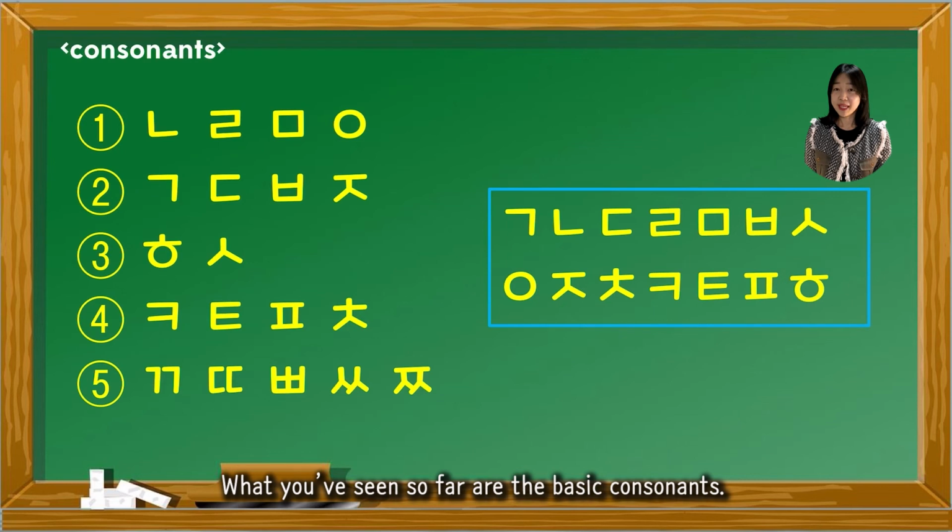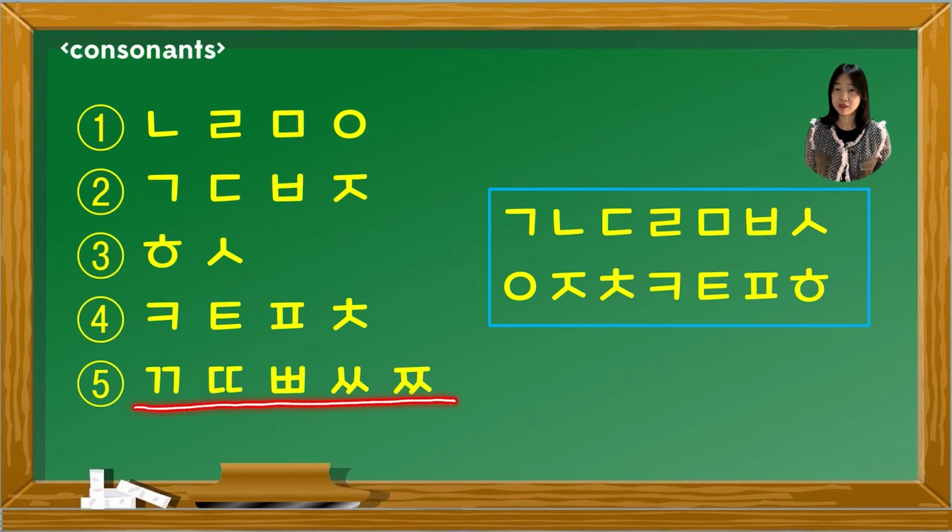What you've seen so far are the basic consonants, and the 5 double consonants are here.